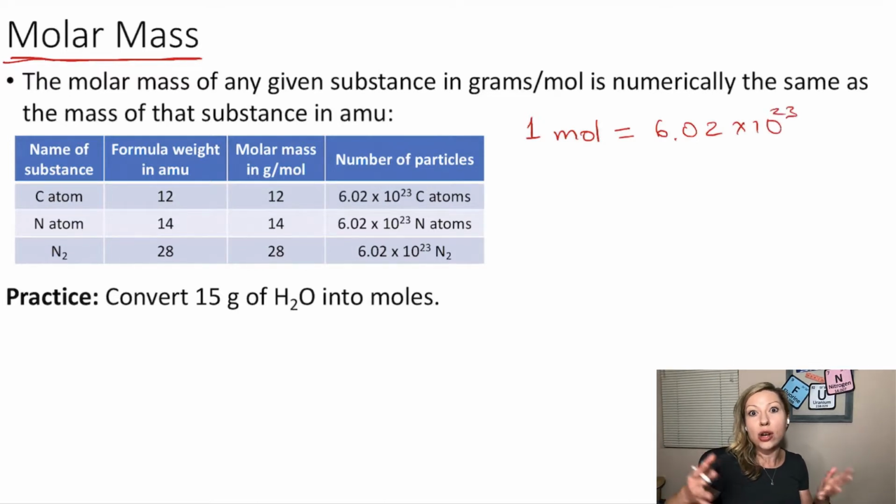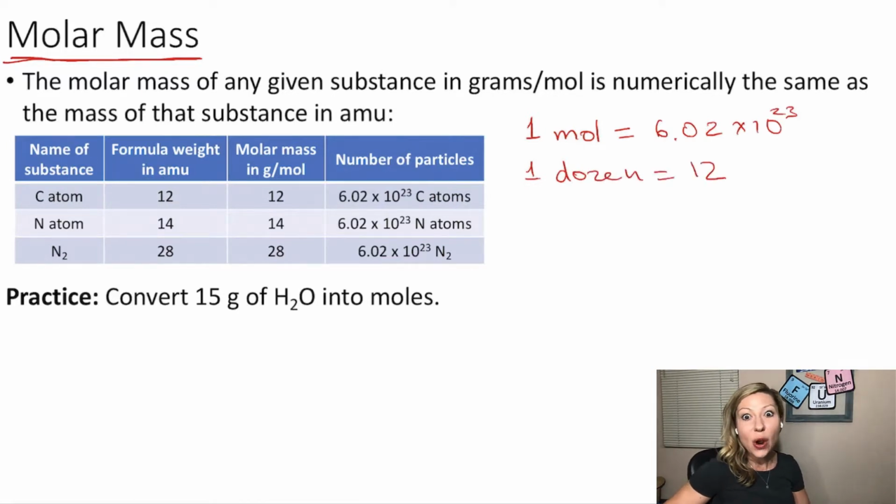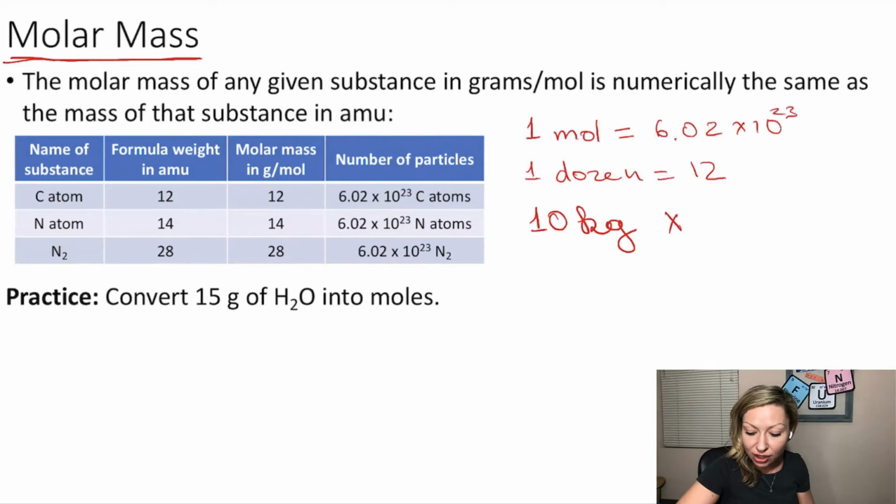So if I have 1 mole of bananas, it's going to be 6.02 times 10 to the 23rd bananas. Same with eggs. And it works the same way as a dozen. We know that 1 dozen of something is just 12, right? So from here, let's say that I am given a task. The task is that I have to count how many extra large eggs I have if I am given 10 kilograms of extra large eggs.